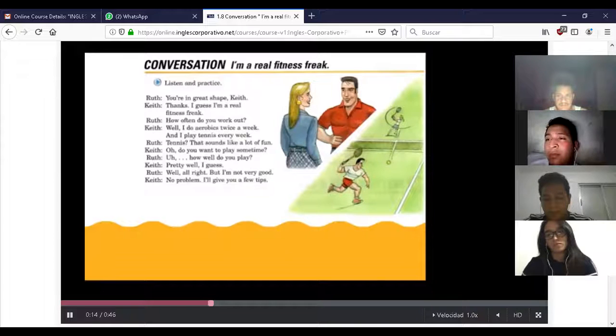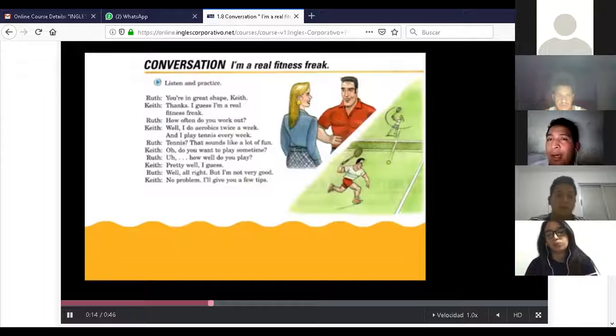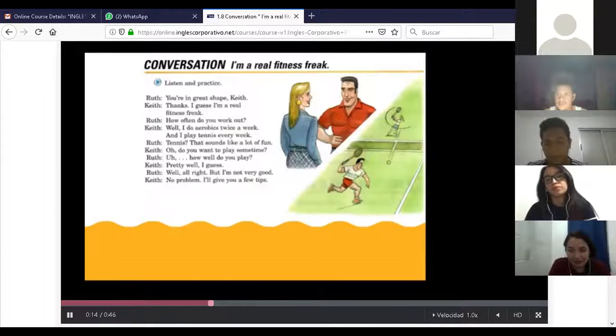Pretty well, I guess. Si suena como español, tenemos que mejorar un poquito porque no tenemos una pronunciación fuerte. This is not a strong pronunciation. No decimos pre. Como en español, vamos a decir pretty, como que lo extendemos y lo hacemos un poquito más avanzado. Pretty well, I guess. But I'm not very good.